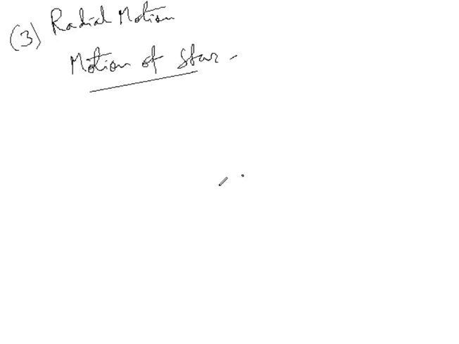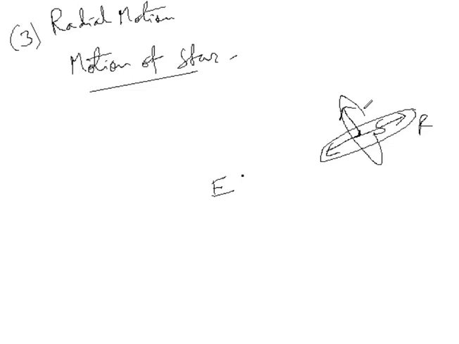Now, if this is Earth and this is a star, we can have two types of motion. One is transverse motion, where the distance remains the same, or another is motion towards us or away from us. So this is radial motion. This is radial motion and this is transverse motion. Now I am talking about radial motion right now.